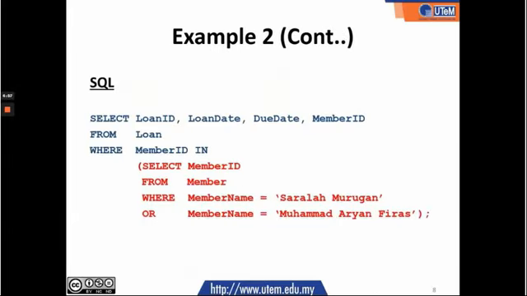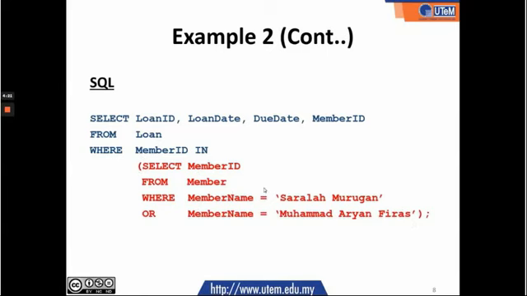First, we need to get the member ID of these two members, Sarala Murugan and Muhammad Aryan Firas. Then we can find the associated loan details in the loan table based on the related member ID. As we have learned in Module 14, this statement is known as the inner query. This inner query must have open and close parentheses.